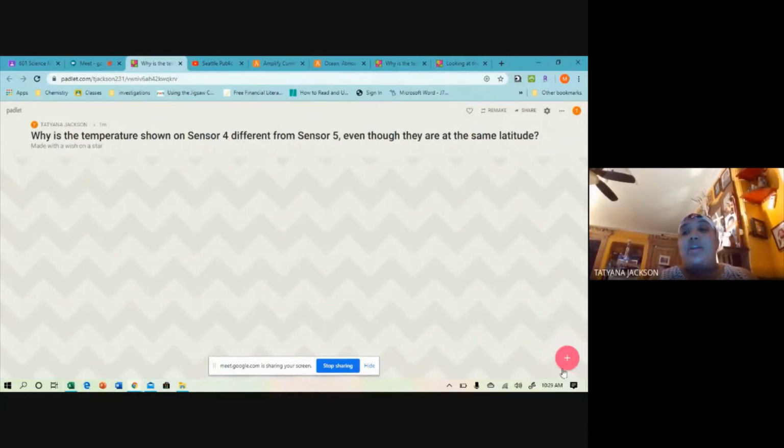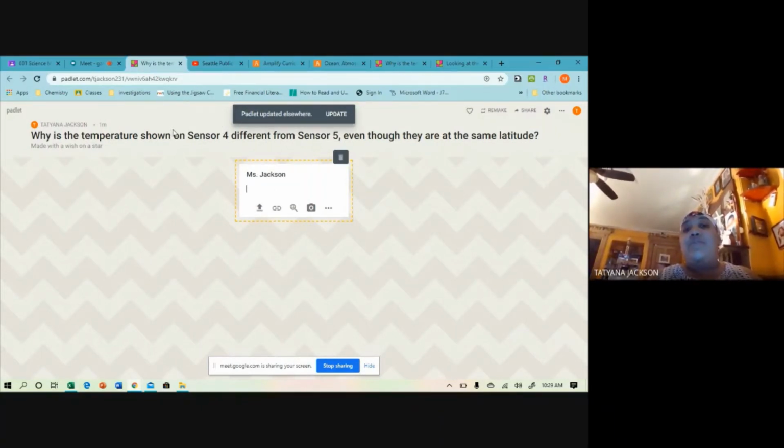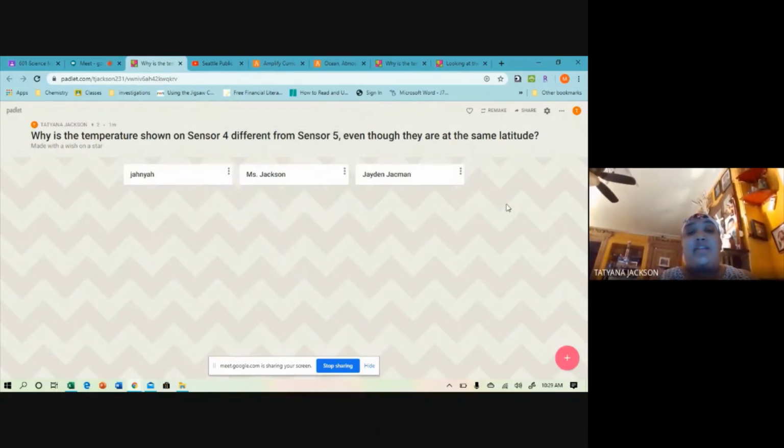So you're going to hit the plus sign. And the title should be your name. So Miss Jackson is going to be mine. And I want you guys to answer the question, why is the temperature shown on sensor 4 different from sensor 5, even though they're at the same latitude? Yes, I see Jaden's there already. I see Janaya.